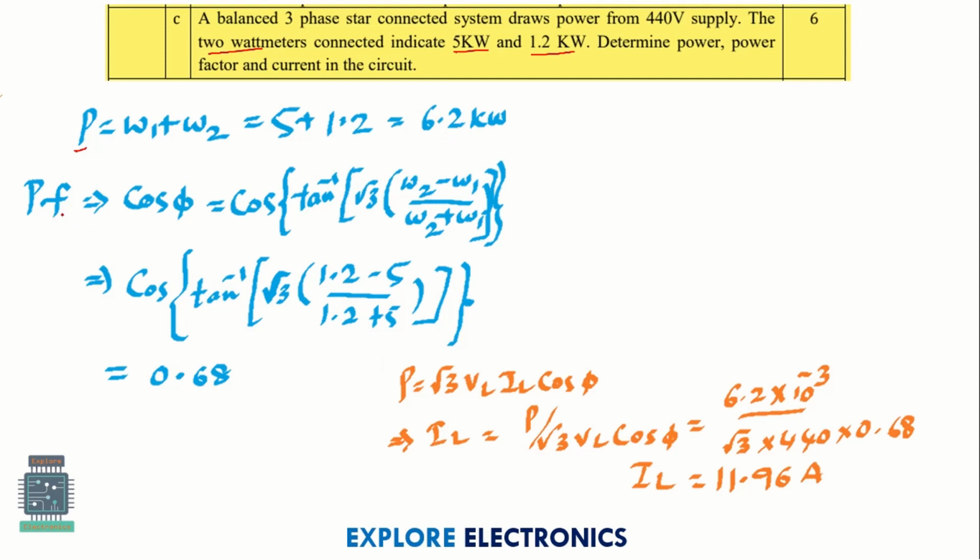Then find out the power factor using this formula, and finally the total power consumed by the circuit and also the current in the circuit, that is IL. You can easily solve these kind of problems. This is for 6 marks, so that they have asked to find out the three parameters: power factor and current. So each carries 2 marks. So 2 marks into 3 parameters, so that is 6 marks you are going to get.